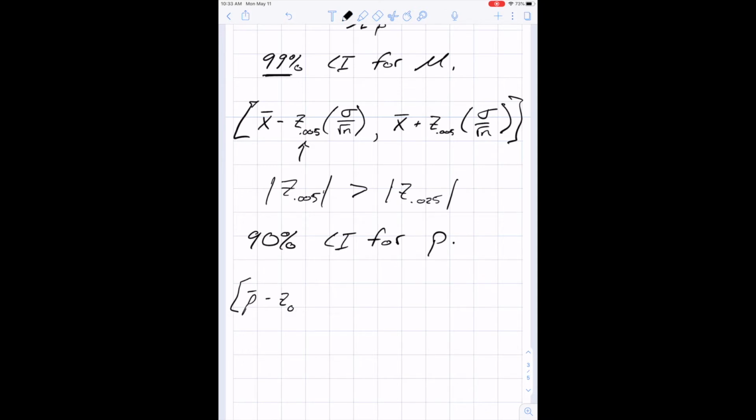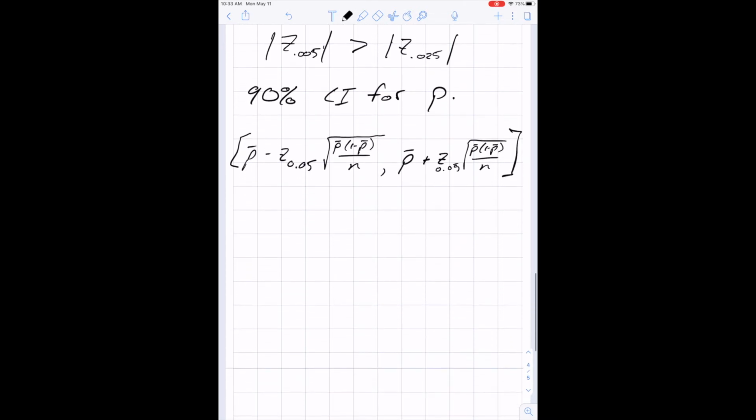And I did this wrong because I wrote it as 50%, right? We need 0.05, because when we move that 2 places over, we get 5%. Now, if this is a proportion, P bar, 1 minus P bar over N, comma, P bar plus Z 0.05, P bar, 1 minus P bar over N. So that's what that would look like for 90%. Now there's one last case that I want to look at real quick.